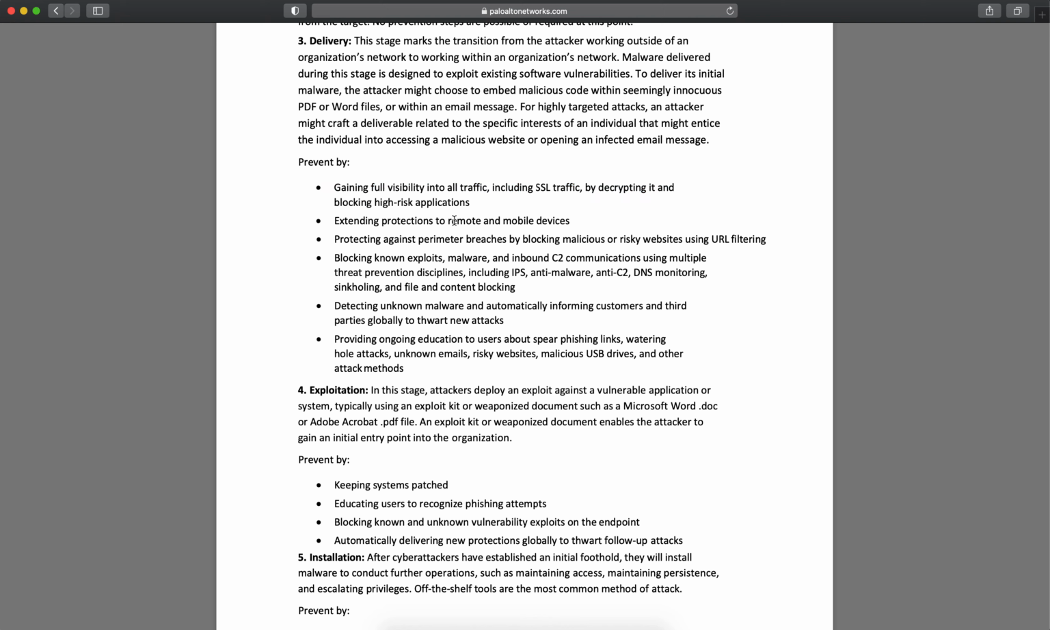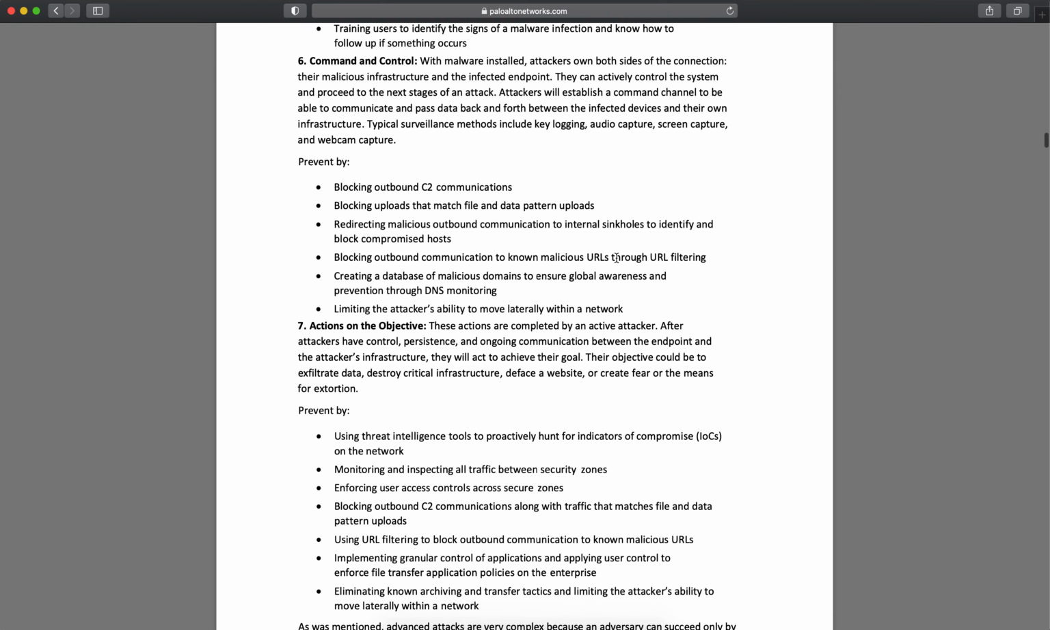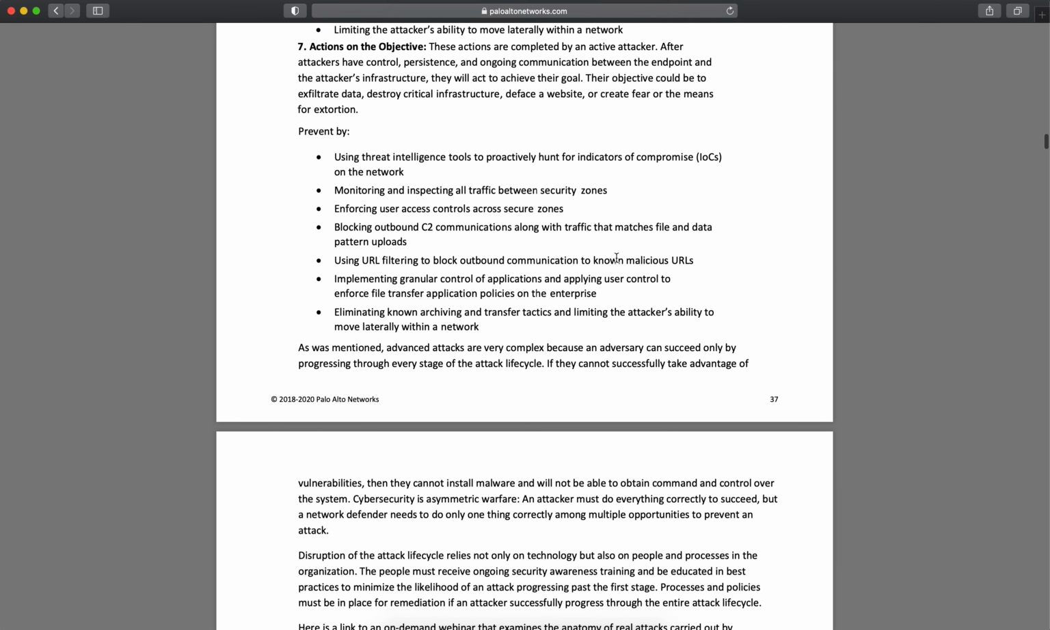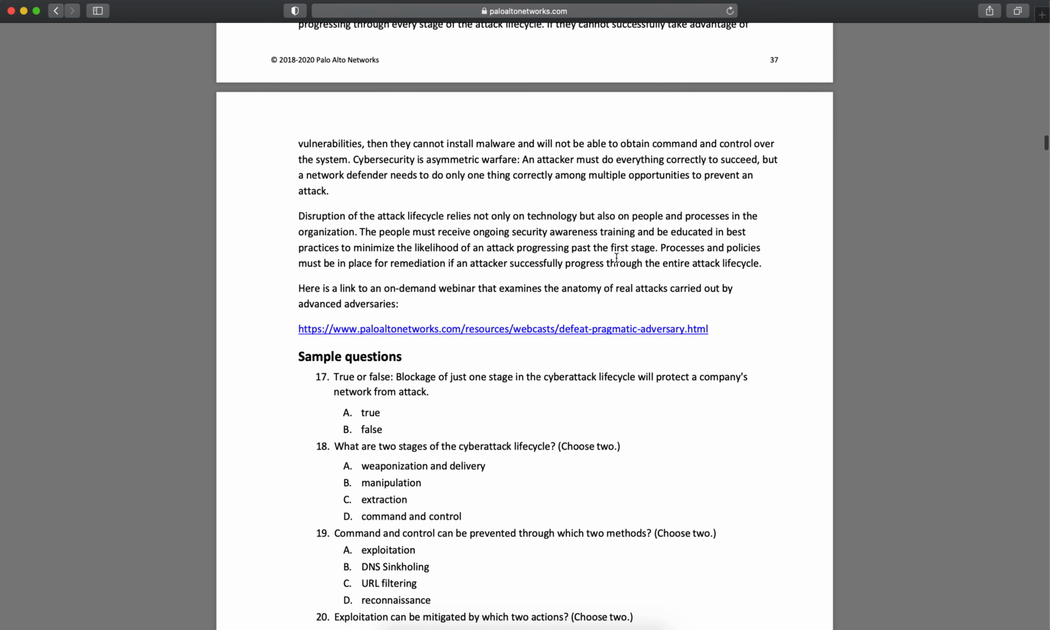SSL traffic being decrypted, that's something I didn't bring up, but that's something that would certainly help the delivery process if you can decrypt that traffic and get visibility into what is being transferred in those encrypted tunnels, especially now. That would substantially lower the chance of getting a malicious payload into your network. Yeah, that's pretty much it.